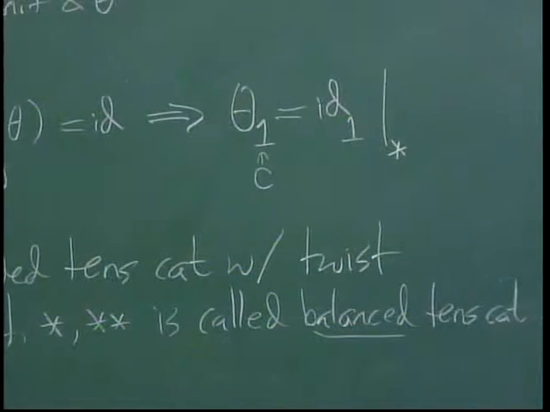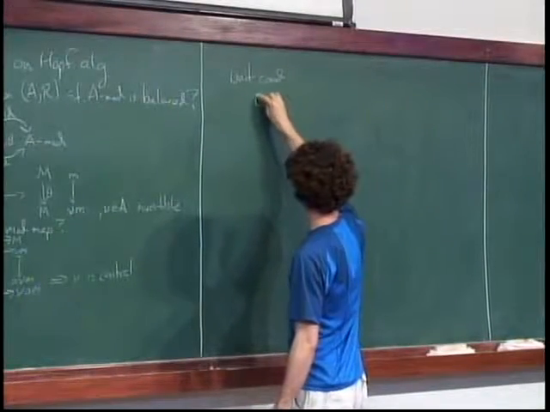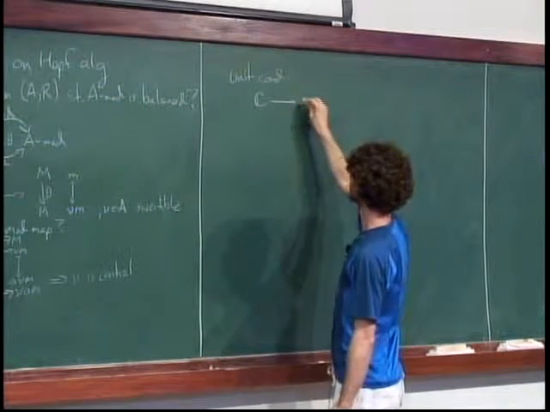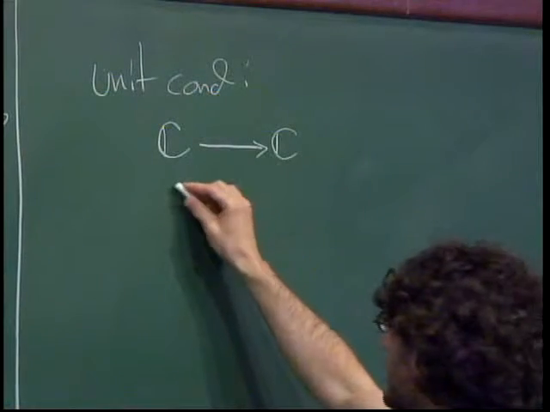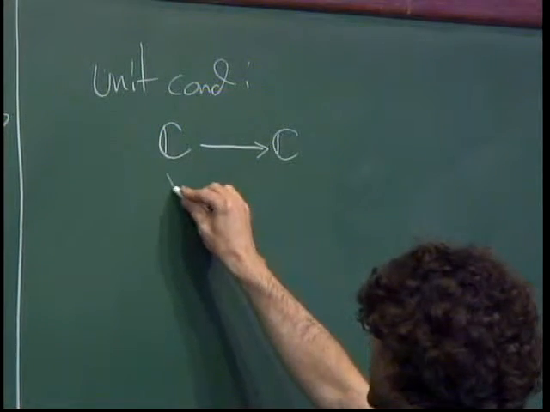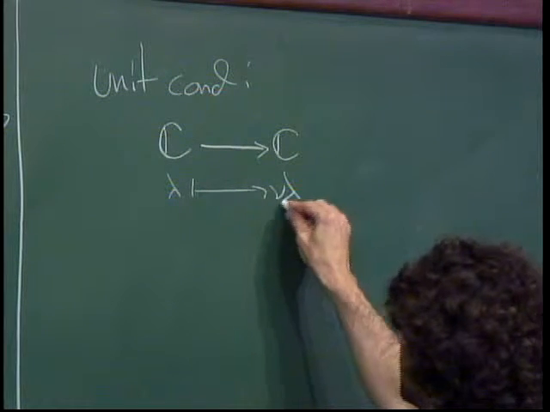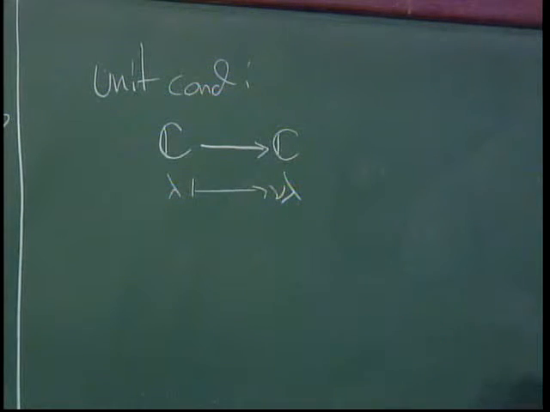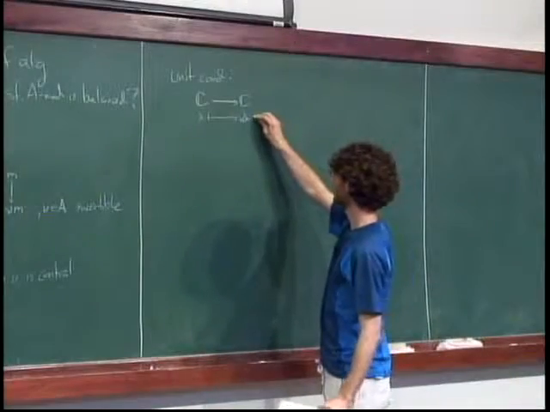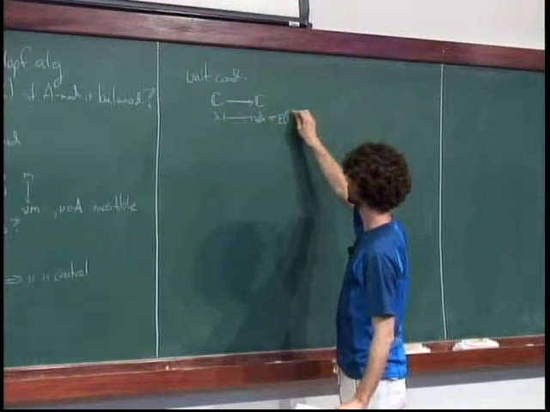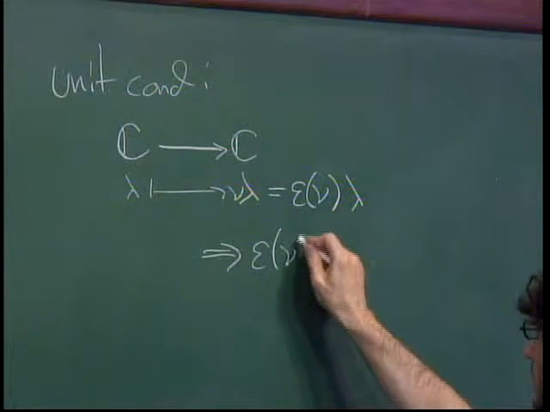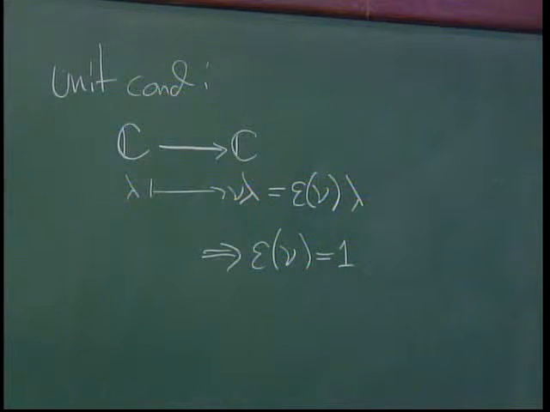So what's the unit object? Well, the unit object is just the complex numbers as an A module. And so the twist here is sending lambda to nu lambda. But this is nu acting on lambda, so what's the definition of that action? Well, it's via the co-unit of nu. And so for that to be the identity, we need that the co-unit of nu is 1.